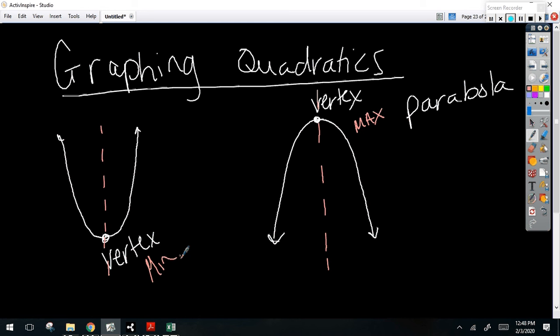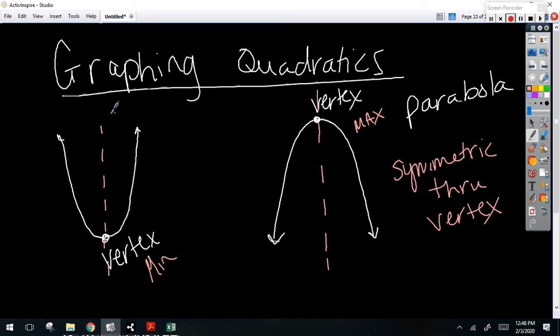Give me another word. A geometry word. Starts with an S. It's symmetrical. It's symmetric through the vertex. We call this the axis. Yes, somebody said it. Somebody whispered it. The axis of symmetry. Because it cuts that parabola in half, and it's exactly the same on the left and the right. Y'all okay on that so far?